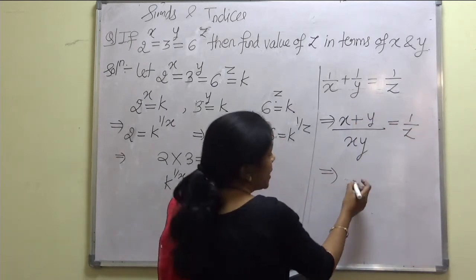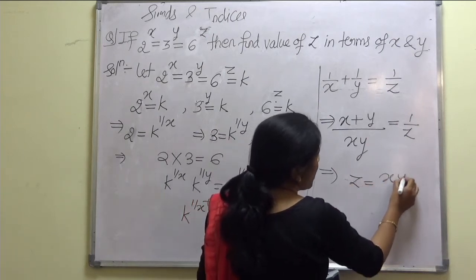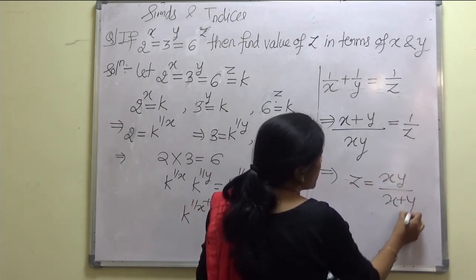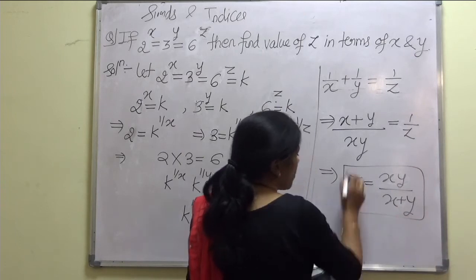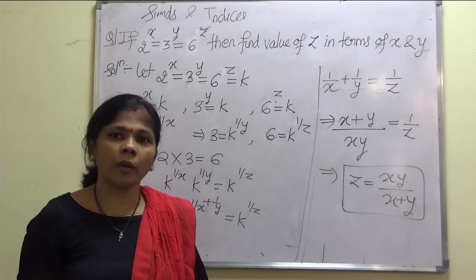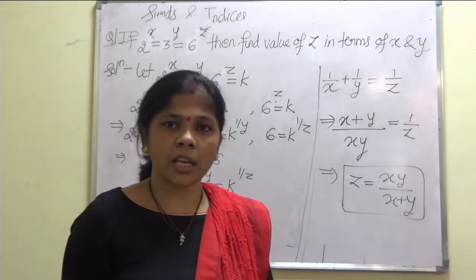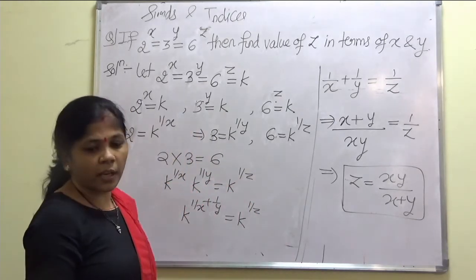So what will be z? z will be nothing but xy upon x plus y. So this is what we have as the required expression. I hope you have understood how to get the expression, right? Now let us go with the next example.